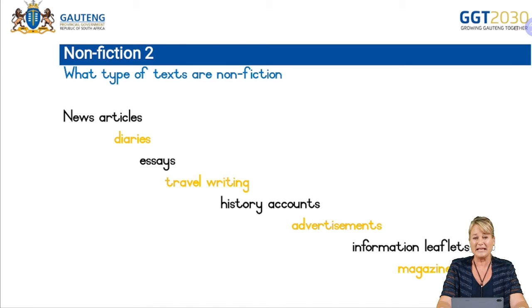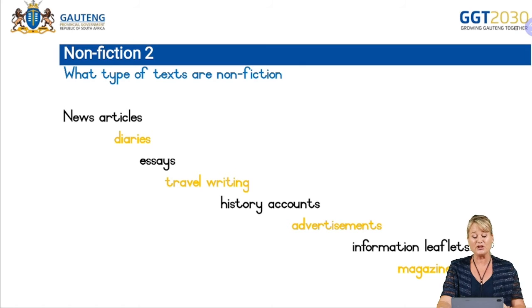Then we get essays. Essays are usually written by students, and it's about something factual, something truthful, some event that really, really did happen. And then we get travel writing. That means information and writing to do with traveling around the world. So think about which country you would like to go and visit. You want to find out more about it before you get there so that you can plan your travels. So that is travel writing.